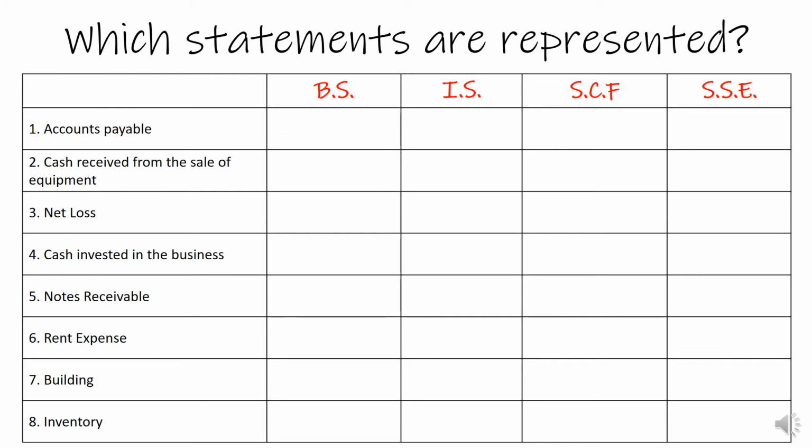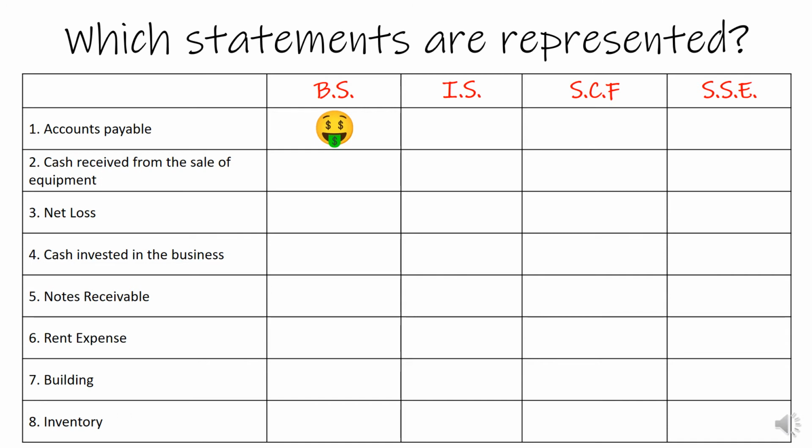Now let's do a thought exercise to evaluate which statements are represented. And remember, because of the way that the four statements interact with each other, each statement may be represented once or 4 times or anywhere in between. Now the first one, accounts payable, that's a ledger account, and the only place where you would see it is the balance sheet.